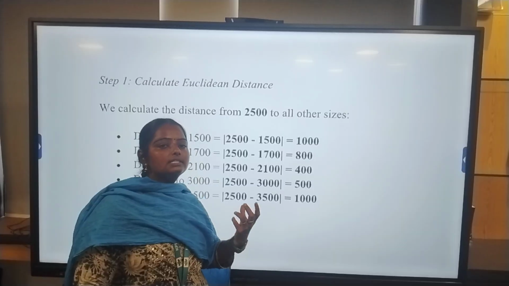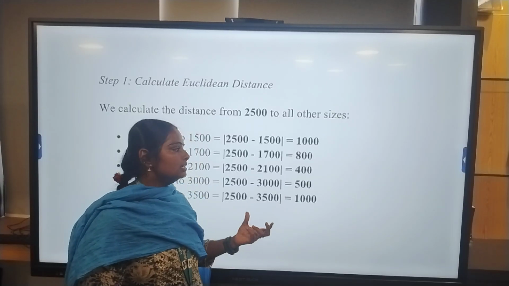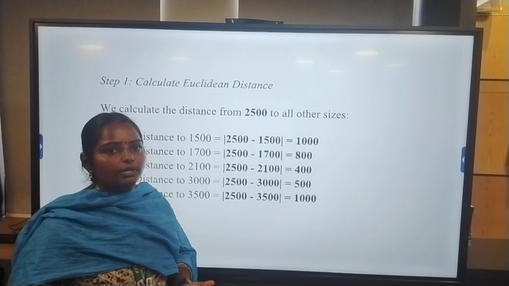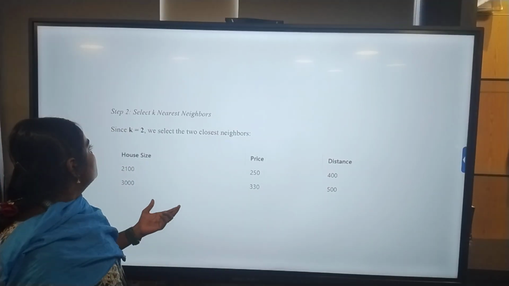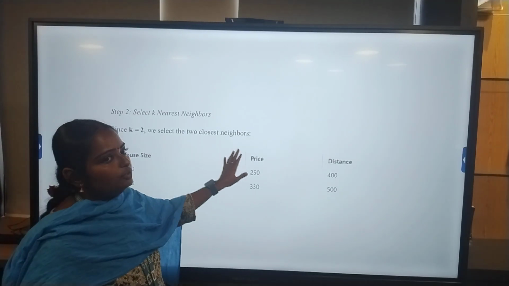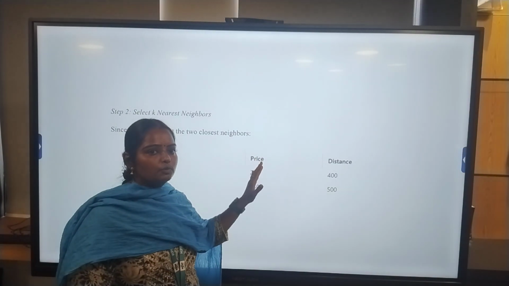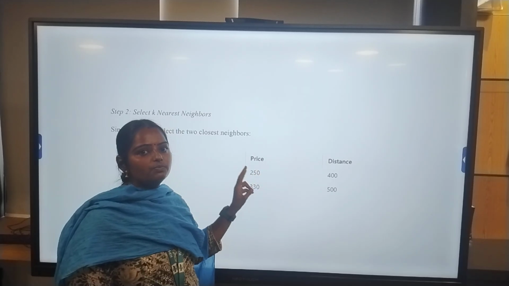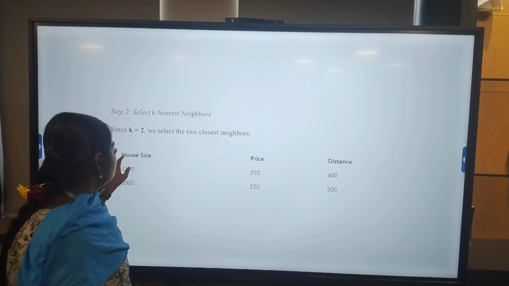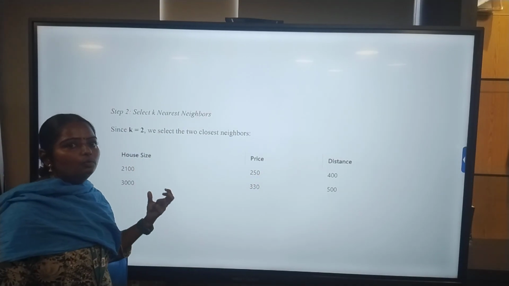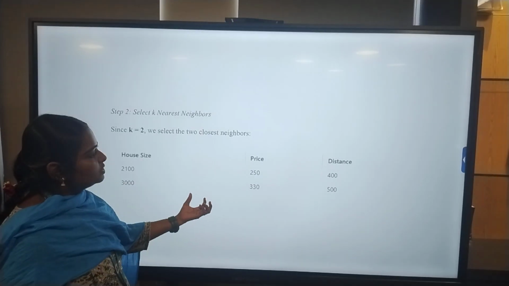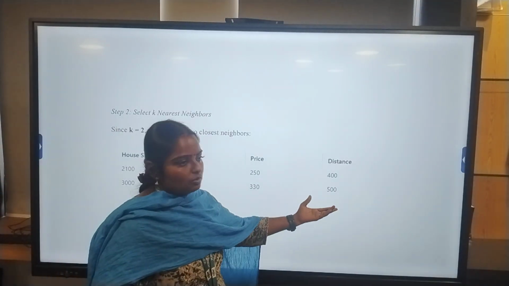Now tell me, what is the K value given in our question? It is nothing but K is equal to 2. Right? So since my K is equal to 2, how many data points are we supposed to select? 2 closest neighbors. So we select the house sizes of the 2 closest values, and their distances also.